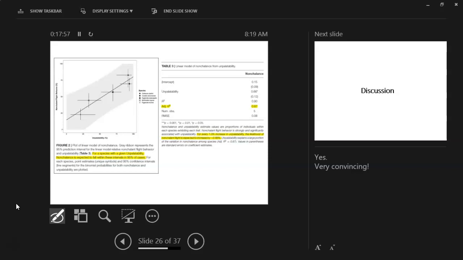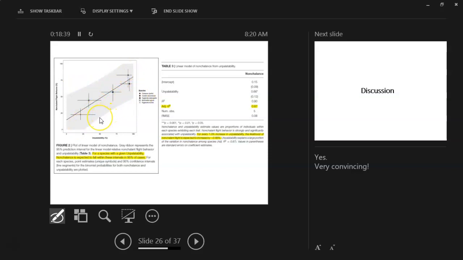Again, this is binary data, and with binary data, in this case, we're looking at the likelihoods of particular outcomes. Remember, either bats are going to eat the moth or they're not in the palatability trials, or the moths are going to evade the bat or they're not in the arena trials. And the outcome of this I've highlighted in yellow. The authors say that for a given level of unpalatability, nonchalance is expected to fall within these intervals in 95% of cases. That's this gray zone that's around the graph here.